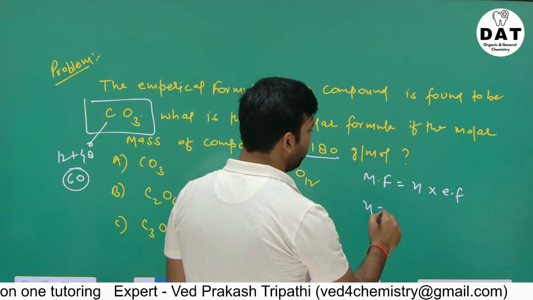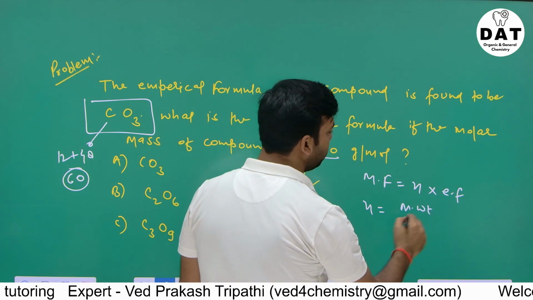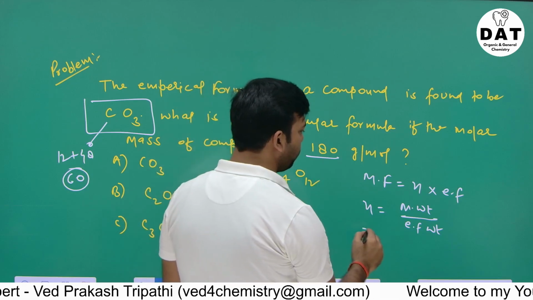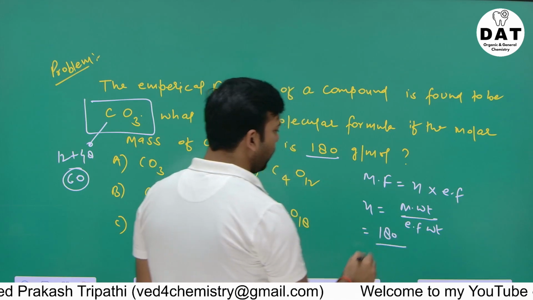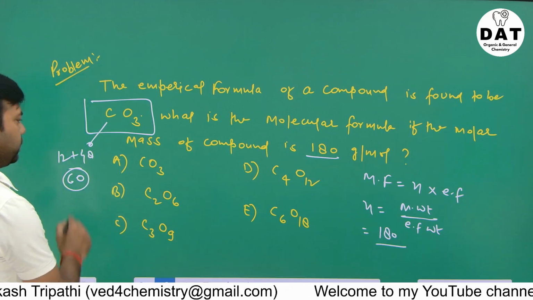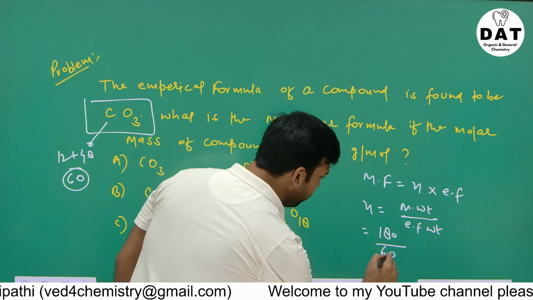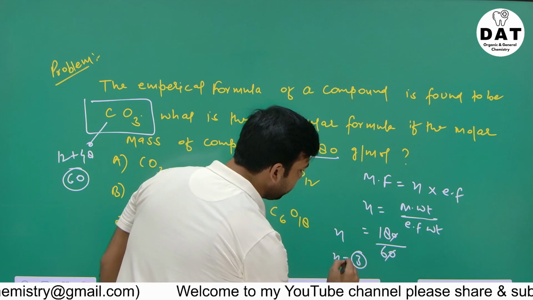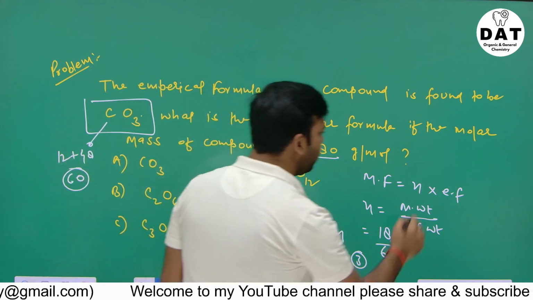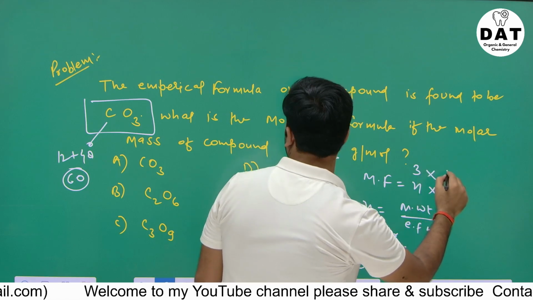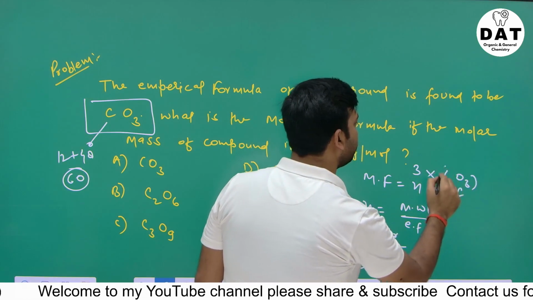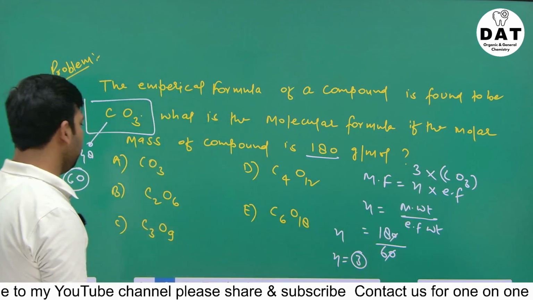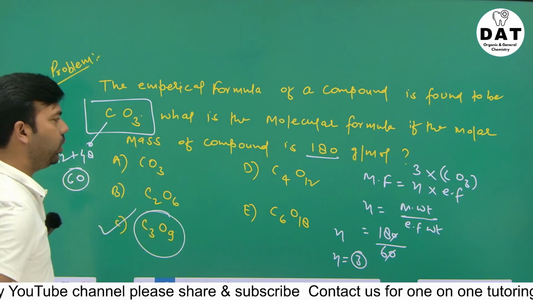So find out the N value. N is molecular formula weight divided by empirical formula weight. The molecular formula weight is 180, and we got the empirical formula weight, which is 60. So how much is the N value? 3. So the N value we got is 3. Now you have to multiply the empirical formula CO3 by 3. Once you multiply CO3 by 3, it will be C3O9. So C3O9 is my molecular formula.